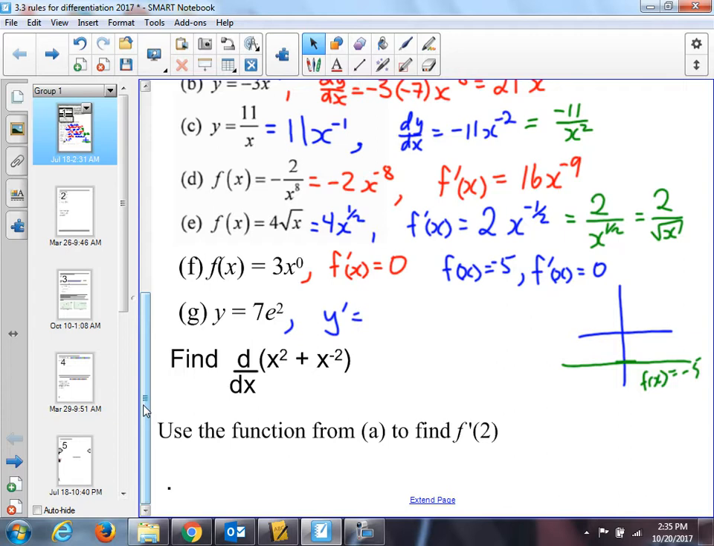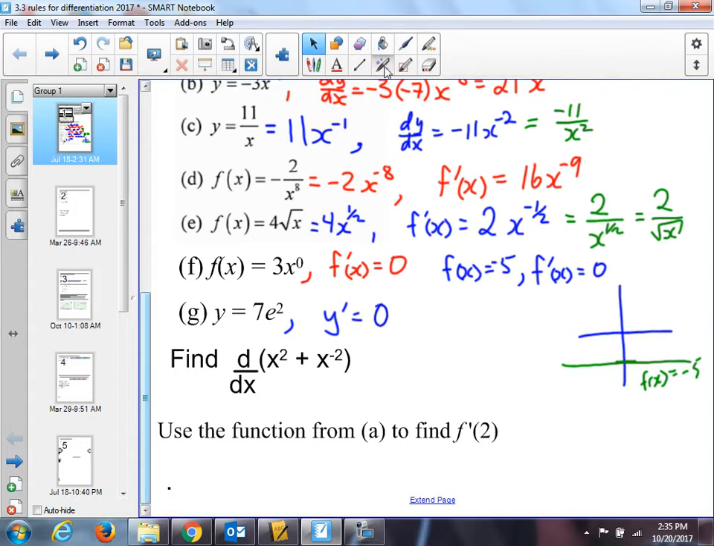Is e a variable, by the way? No. 2.718, blah blah blah. It's a constant. Doesn't matter. It's a constant. The derivative is 0. You know what happens? How many of you thought it was 14e? Okay, that's cool, because that's why I don't want you to think that.